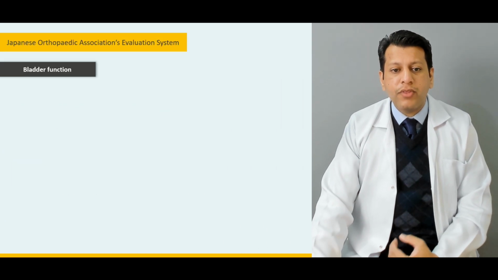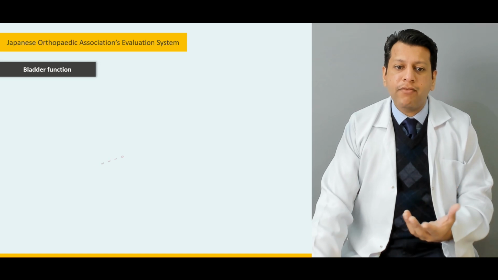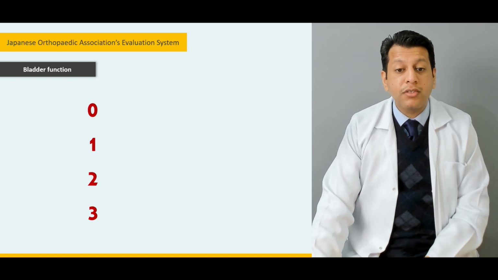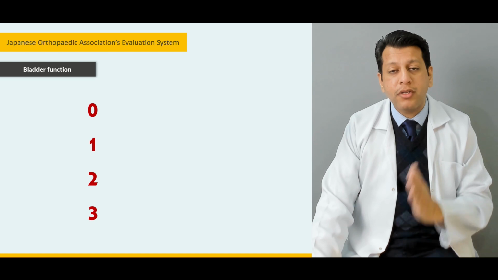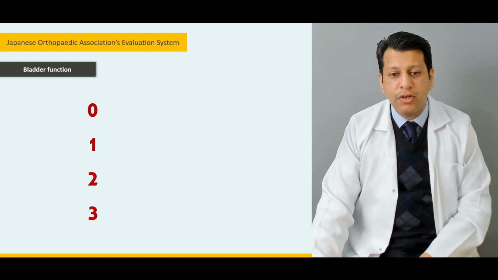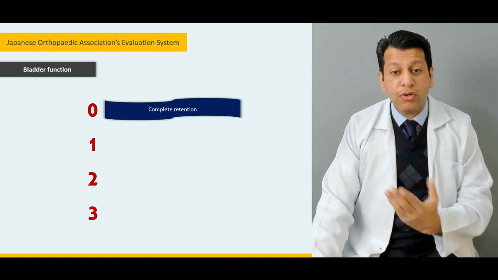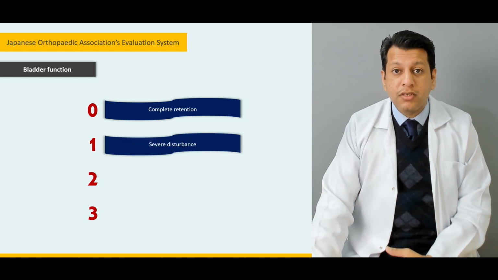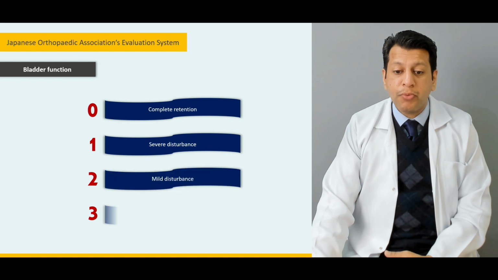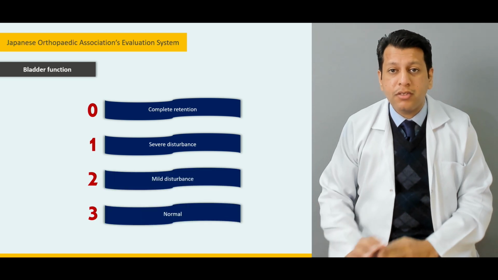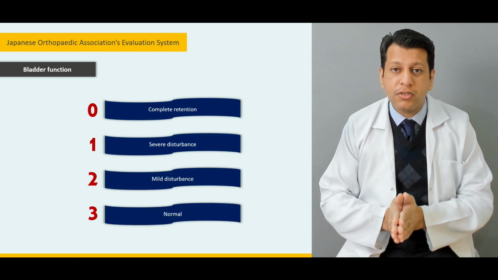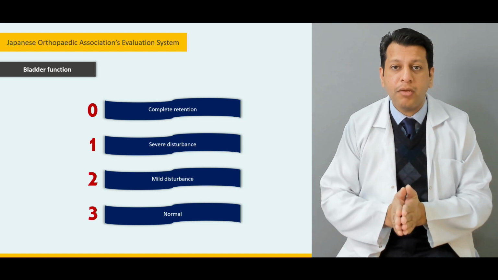Now the next is the urinary retention, the bladder function. Bladder function also has basically 4 points, but they start with 0 and progress to 3. If there is a complete retention, you give 0 points to it. If there are severe disturbances, this may lead to 1 point. Mild or normal disturbances. If it's normal, there are no disturbances of urinary retention, then you can give it 3 points.